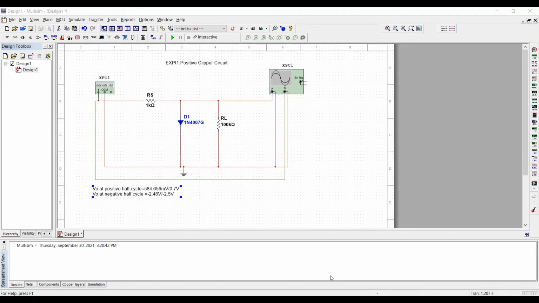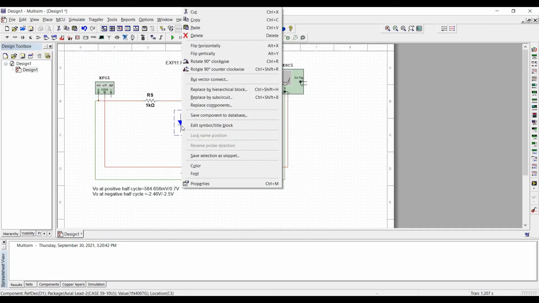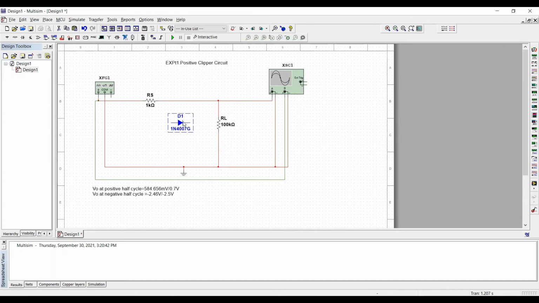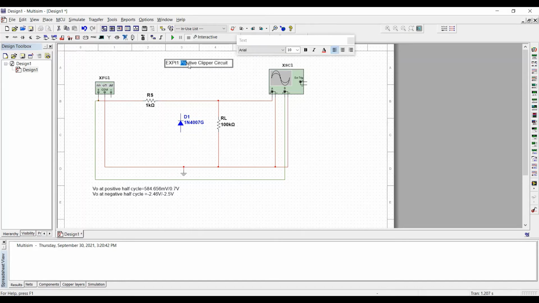We will implement the next circuit, which is bias negative clipper. So what changes will we do in the circuit? The first change is that this diode should change its position. We just have to reverse it. So you can do the changes in the same circuit. Just rotate it, and I'll change the name also. It is bias negative clipper.